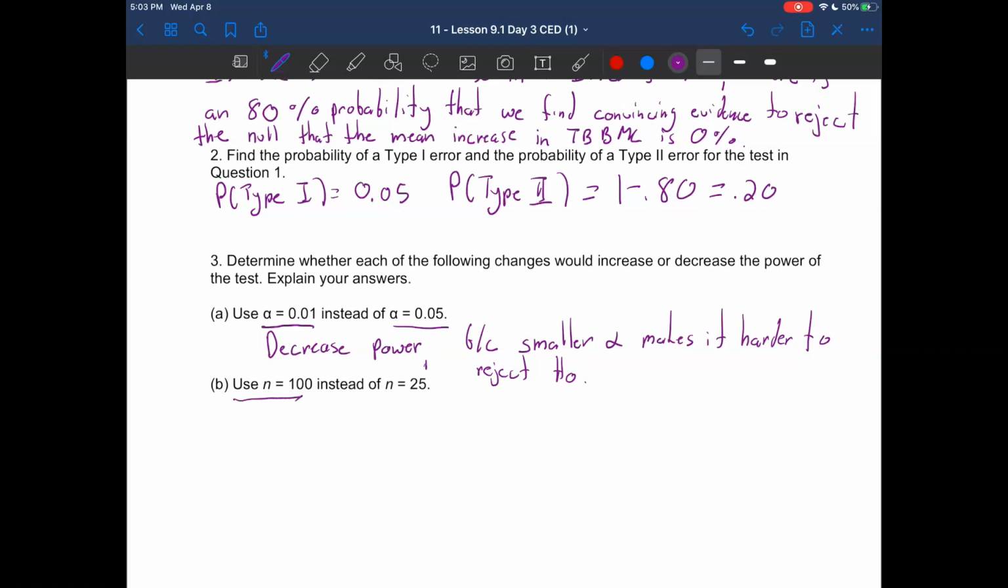What happens when we use n equals 100, or sample size of 100, instead of n equals 25? Well, when you use a larger sample size, you're going to have less variability. It's going to increase the power. A larger sample size increases power.